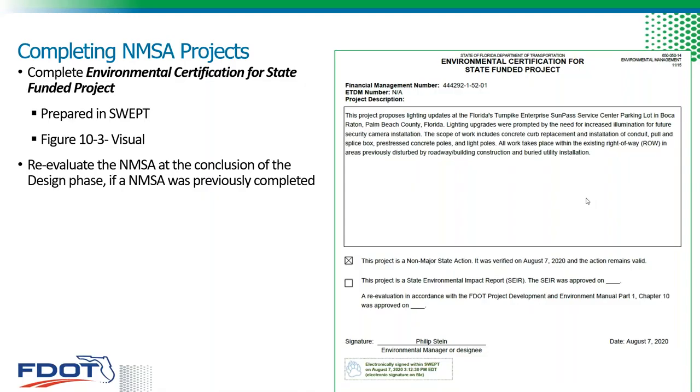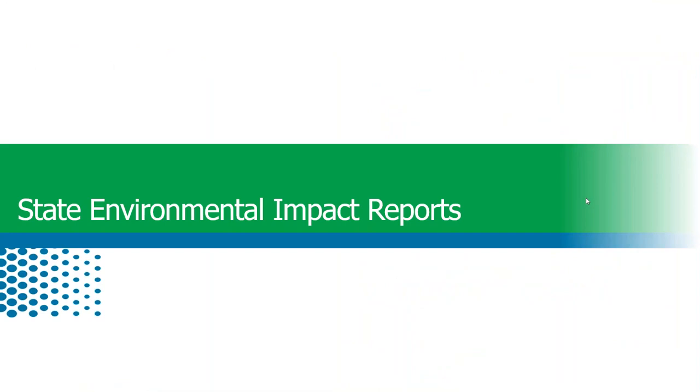So if a non-major state action checklist was previously completed, and say at a later phase it needs to be looked at again, it's evaluated by updating the checklist. And then after signing the checklist, a new environmental certification form is prepared. Okay, so now let's move on to the State Environmental Impact Report, or SEERs.